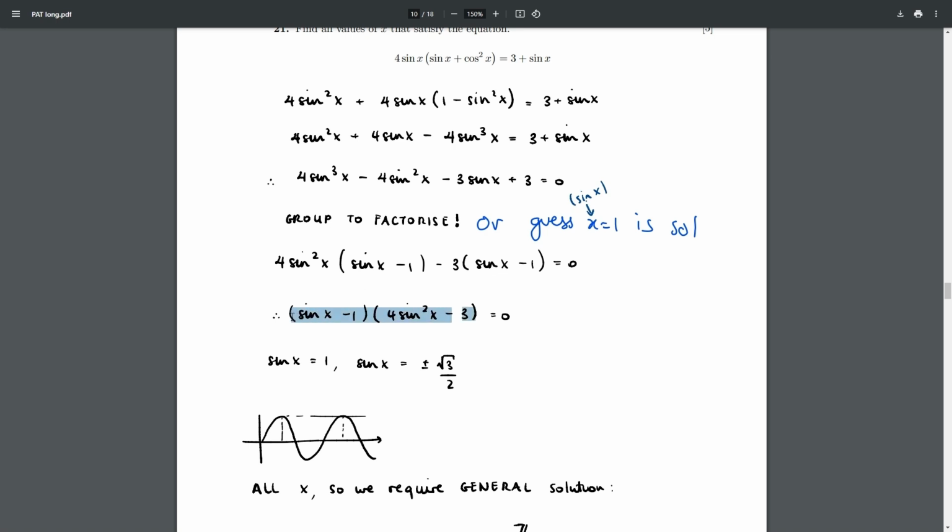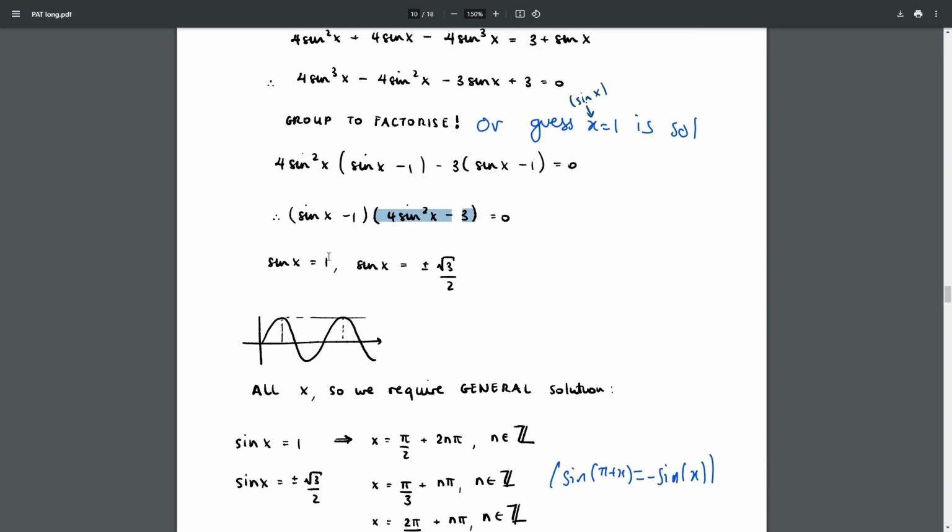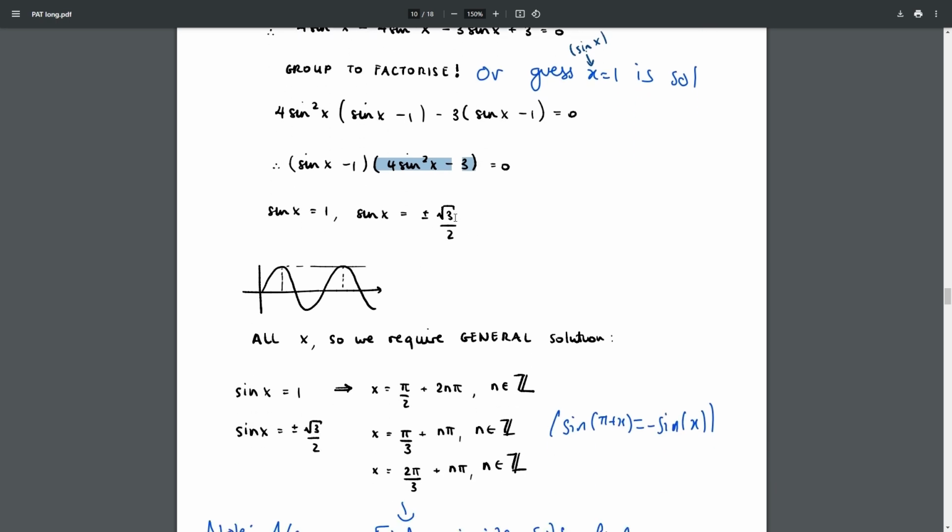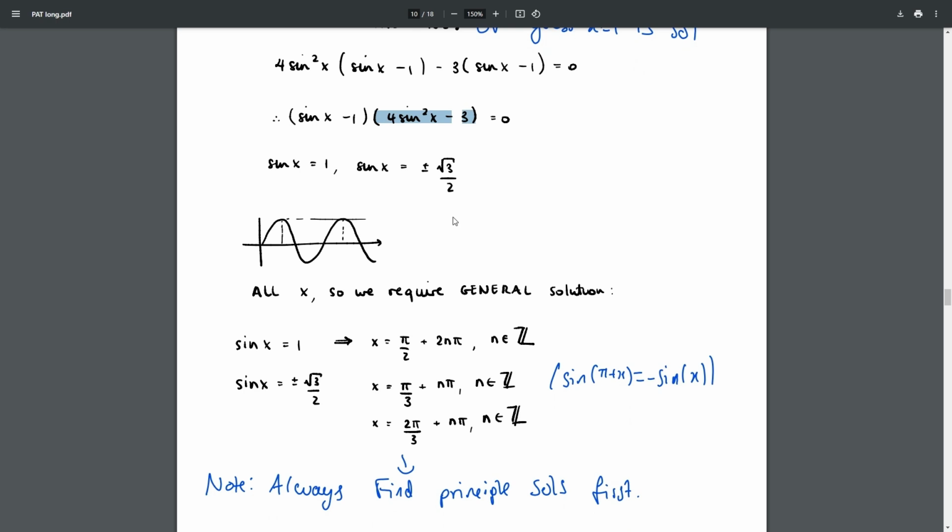But you might not see that, so you can also just guess the factors of 3 as solutions. And as we know, sine x being equal to 3 or minus 3 can't happen for real values of x. So we will guess plus 1, minus 1. We'll find plus 1 as a solution, and then you can do whatever way you like to find your other two solutions. So now we have sine x is 1 or sine x is plus or minus square root of 3 over 2. And we want all the solutions, so we want to find the general solution.